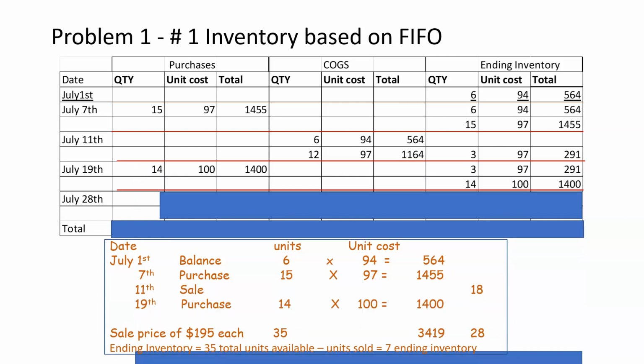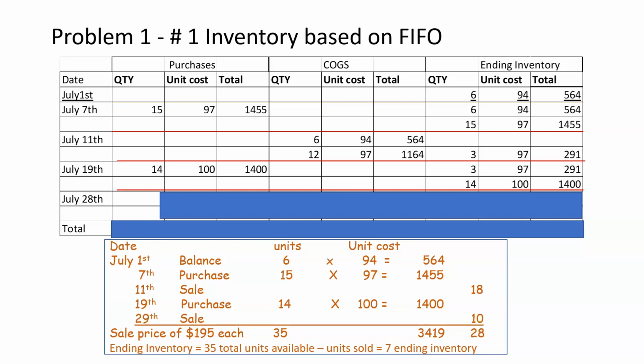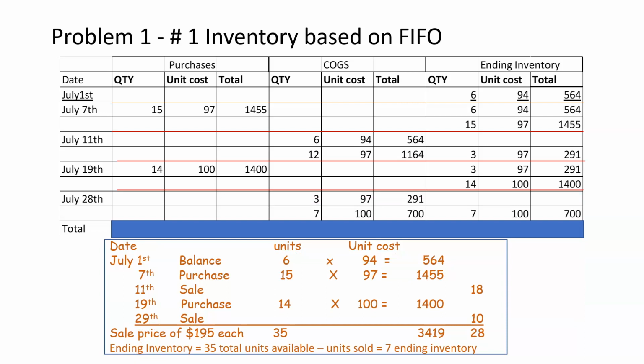Now we purchased another 14 at $100, and we're going to bring down our ending inventory of 3, and then we're going to show the 14, and then we have our sale. 10 units. We have to take the 3 remaining at 97, and we're going to take 7 at 100, and that is going to leave us with 7 units in ending inventory at the most recent price of $100.